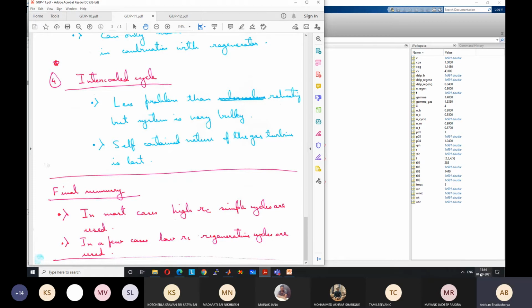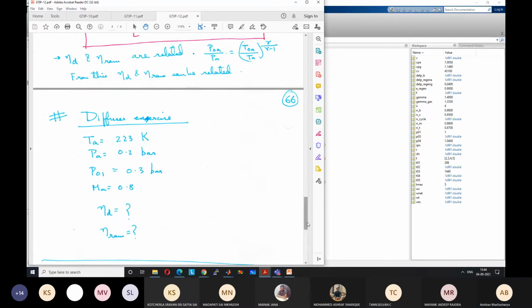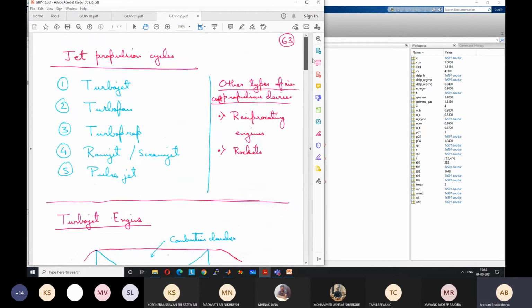So we'll take a break and we'll go into the next topic. This part is finished. Today I will just start, and we'll go through some calculations or some discussion on the turbojet engine, on jet engines, after this break.